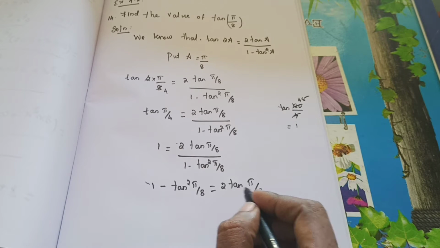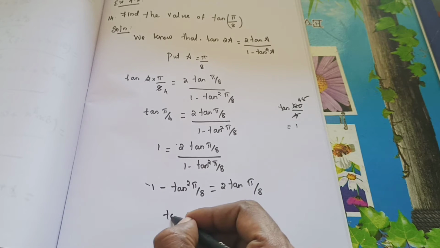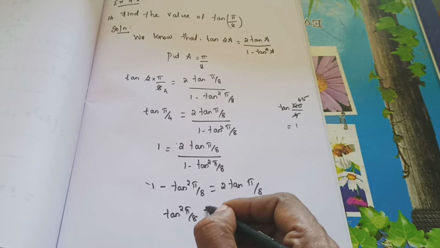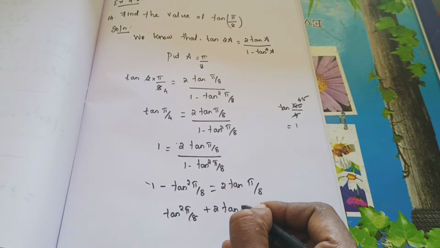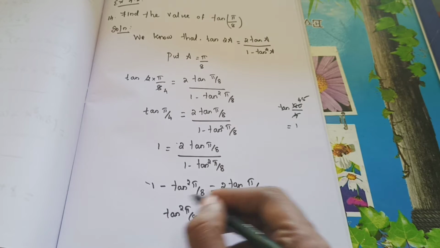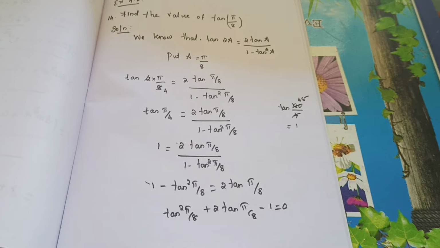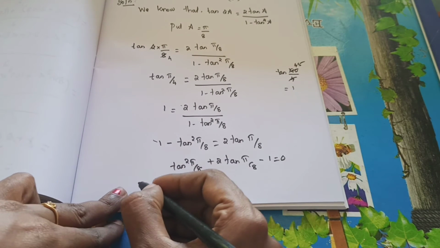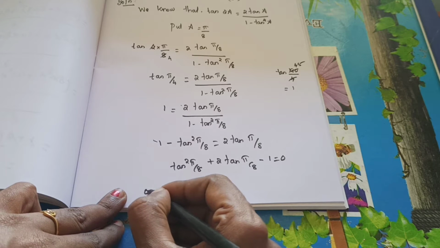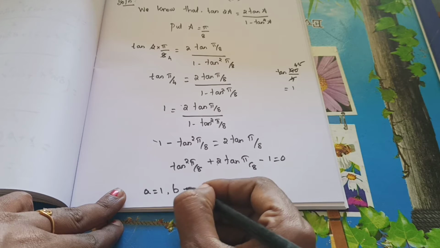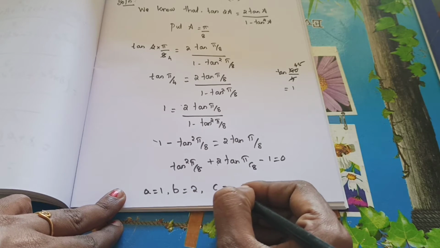Bring all the terms to one side. Bring this to this side. So tan square pi by 8 plus 2 tan pi by 8, bring this 1 to this side, minus 1 is equal to 0. Now it's a quadratic equation, correct? Degree 2. So what's the value of a here? 1. What's the value of b here? 2. What's the value for c here?